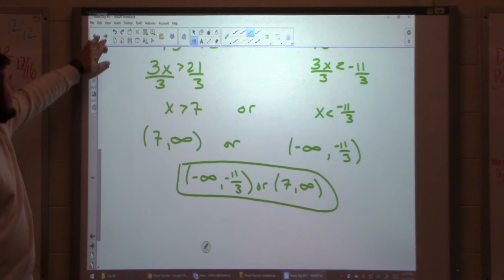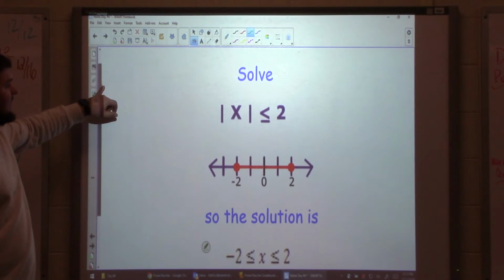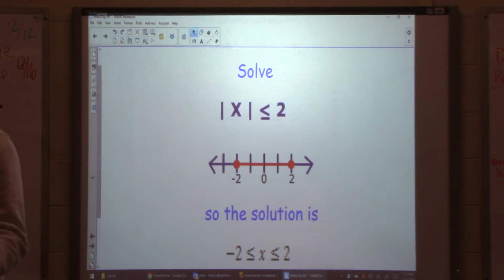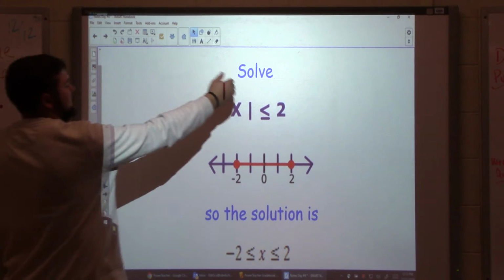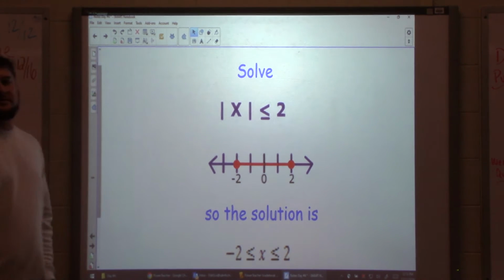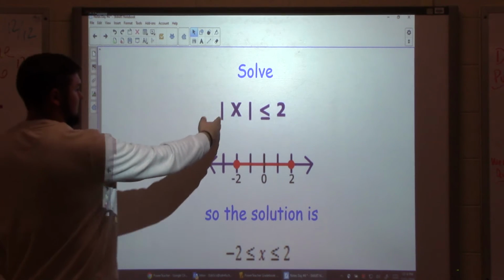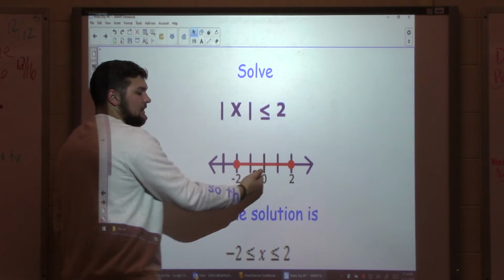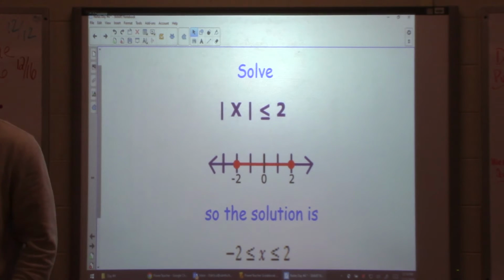Okay? Alright. Now let's look at the absolute value of x is less than or equal to 2. Well, what kind of numbers would work for that? 1 would work, 0 would work, right? Absolute value of 0 is 0, which is less than 2. Absolute value of 1 is 1, which is less than 2. Negative 1 would work. Absolute value of negative 1 is 1, which is less than 2. Anything greater than negative 2 or less than 2 will work.